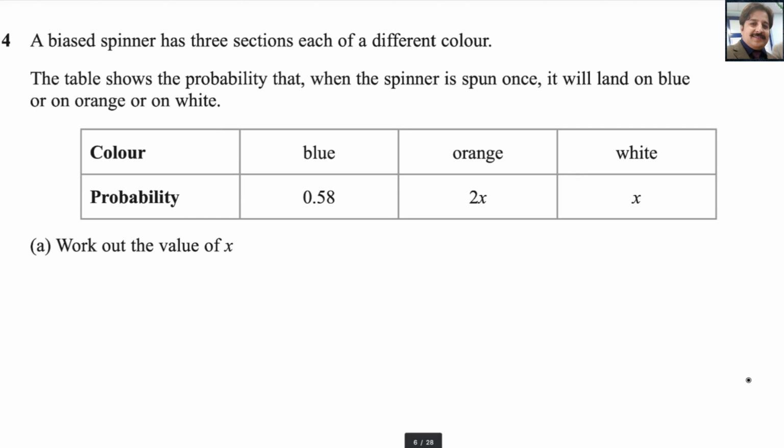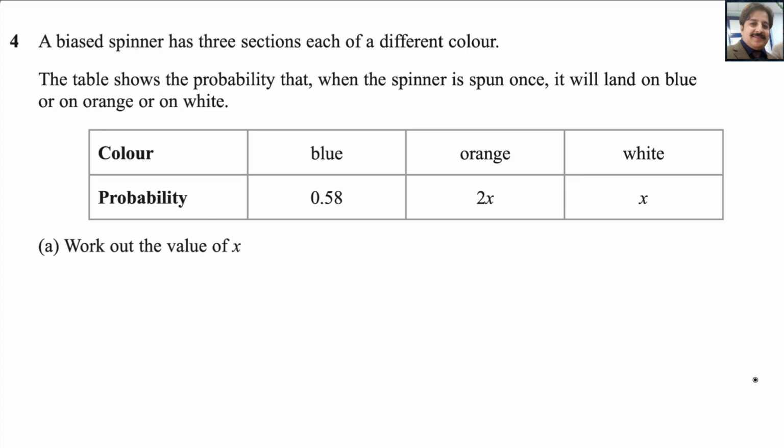Question number 4. A biased spinner has 3 sections, each of different colour. The table shows the probability that when the spinner is spun once, it will land on blue or on orange or on white. The probability for blue is given, that is 0.58. The probability for orange is 2x. Probability for white is x. Work out the value of x.